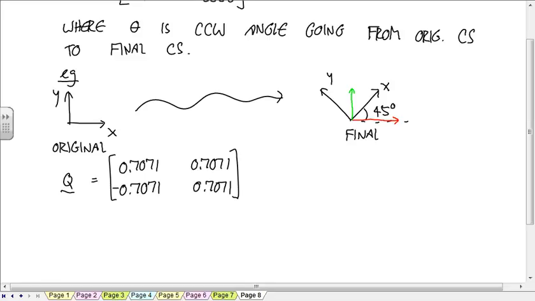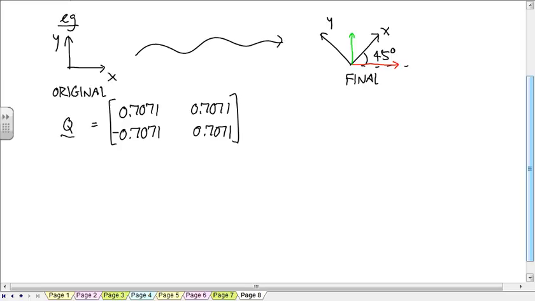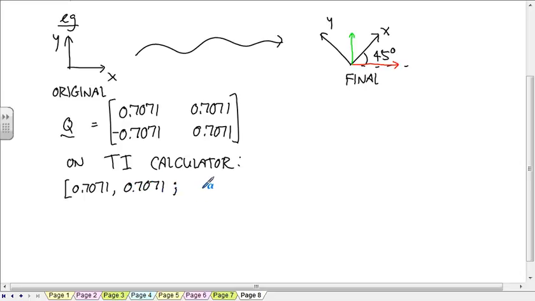Yes, to do it on a calculator, I would recommend on D2L, it tells you how to program the rotation matrix function. If you were just going to type this in on a TI calculator, you would do it as 0.7071, comma, 0.7071, semicolon, and then negative 0.7071, comma, positive 0.7071. So you do the top row, semicolon, bottom row, and then you can just use the multiplication symbol to multiply this by vectors.